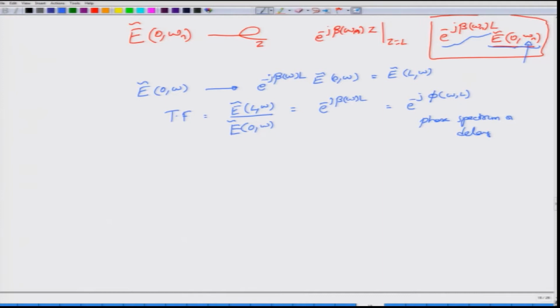So, we will sometimes refer to this as phase delay, but the transfer function is basically e to the power minus j beta of omega times L, and this is very important because all you have to do is take the spectrum at the input, multiply by the transfer function, and you will get the output in the frequency domain. You then go back to the time domain by taking the inverse Fourier transform. Of course, you would have started in the time domain with E of 0 comma t, and using the Fourier transform you were able to go to E of 0 comma omega. Once that is there, at the input side, you can multiply by the channel to obtain e to the power minus j beta of omega L times E of 0 comma omega, which is the Fourier transform at the output.